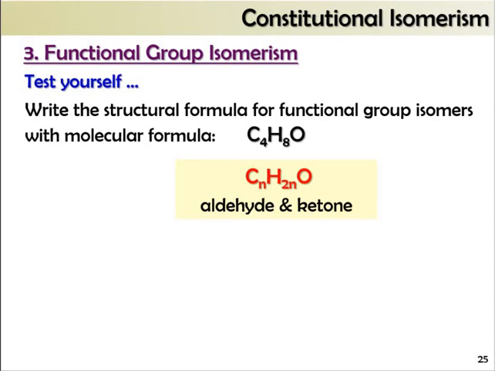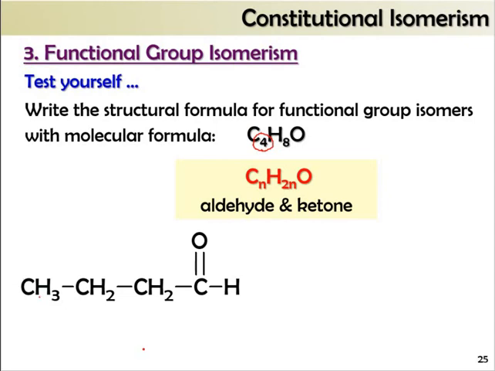Okay, so aldehyde mesti ada C double bond OH. H adalah pada carbon. So, we have 1 carbon here. Okay, yang tinggal lagi adalah 3 lagi. Sebab total we have 4 carbon, right? So, it becomes CH2CH2CH3. Okay, so we have 4 carbon for aldehyde. That means it is butanal.